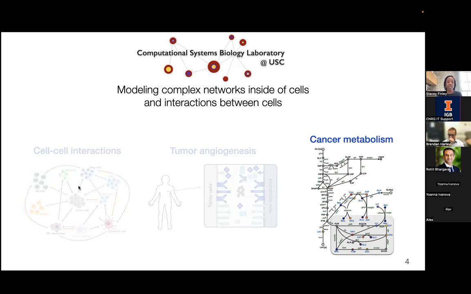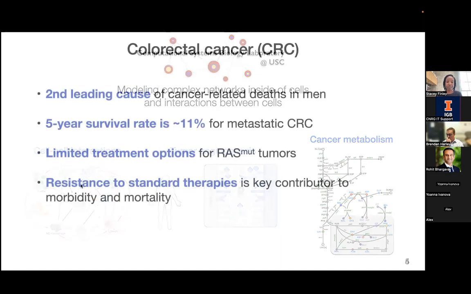But all of this really has to do with what's happening in the tumor microenvironment, how cells are interacting with one another, and whether we can understand those interactions enough to be able to exploit them for inhibiting tumor growth.